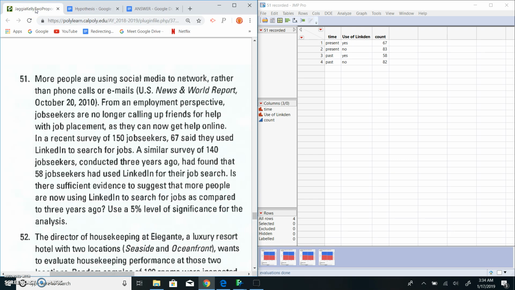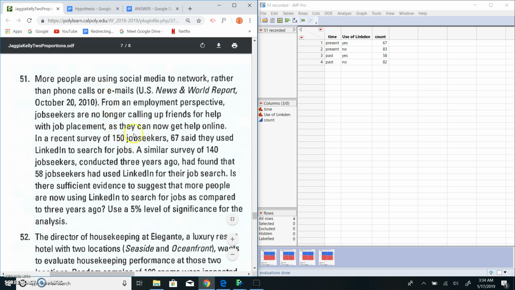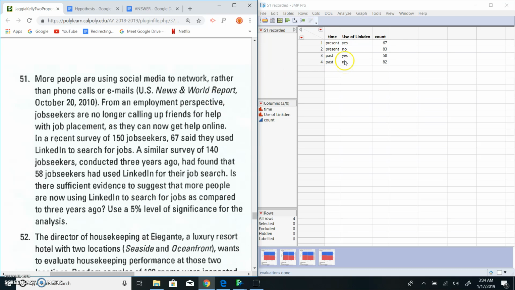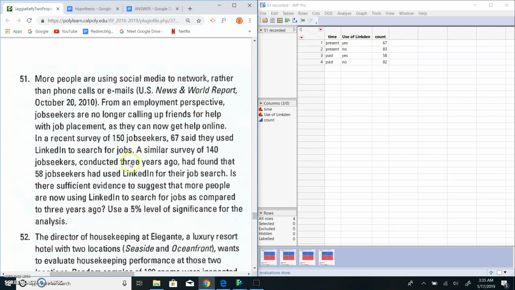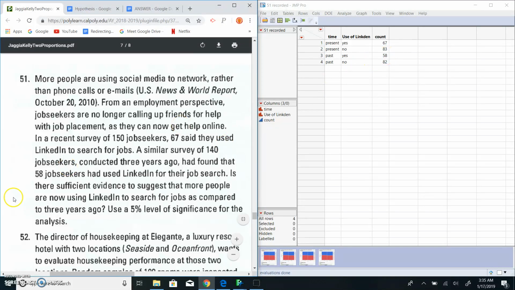After we have those two statements, we can put the data from this problem into a JMP spreadsheet, which I've already done. The yes and the no stand for the successes and failures in the p hat. In the present, we can see that 67 out of 150 people said that they do use LinkedIn, which counts as success, so that goes here. And in the survey that was done 3 years ago, we can see that 58 out of 140 people said yes, so that goes there.